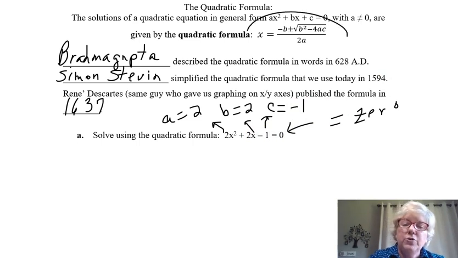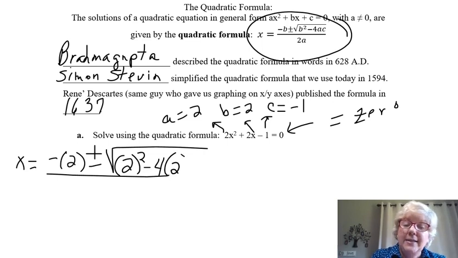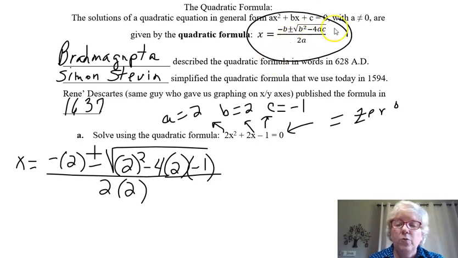Now I'm going to substitute those three numbers into this formula. So x equals negative b would be negative of 2 plus minus square root. B squared is 2 squared minus 4 times the a number times the c number, all over 2 times the a number. So everywhere there's an a in the formula, you substitute in a 2. Everywhere there's a b in this formula, I have to substitute in 2 again. Where there's a c in this formula, I substitute in the -1. Now, I need to simplify.